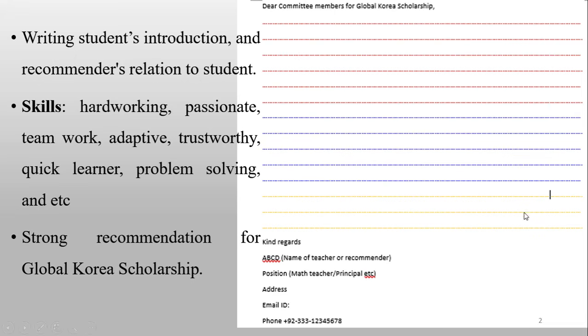And then in the last three or four lines he should write that I strongly recommend, for example, the student's name for the Global Korea Scholarship. He should mention that if the authority gives a chance to this student, he will prove that he is hardworking and can adapt to the conditions, and he will complete this degree within time, and he can learn the Korean language because he is a quick learner, something like this. So this will be the pattern of your recommendation letter.